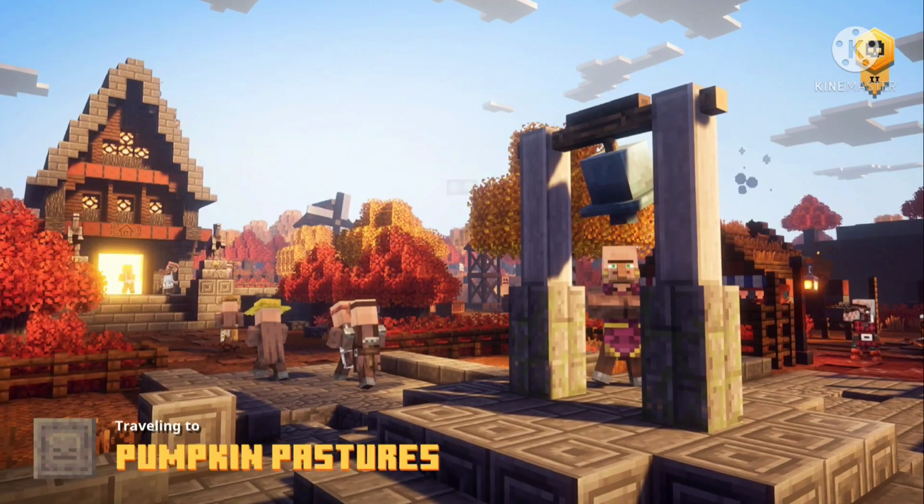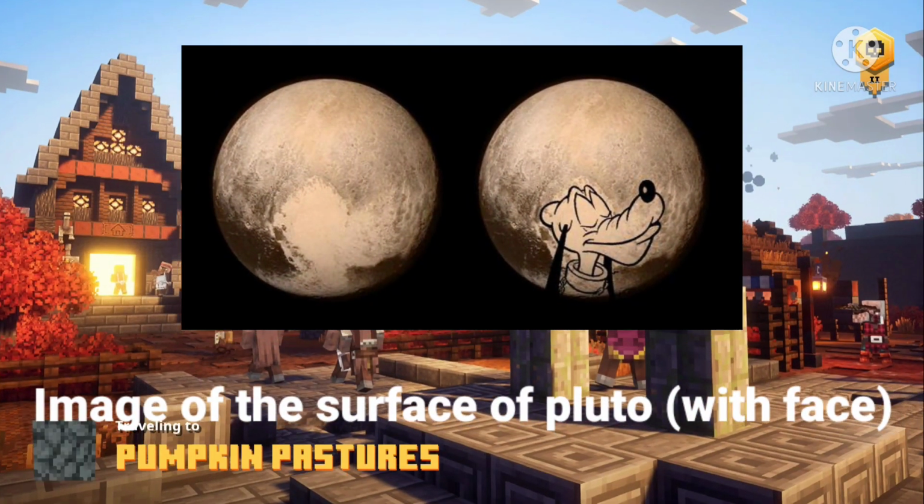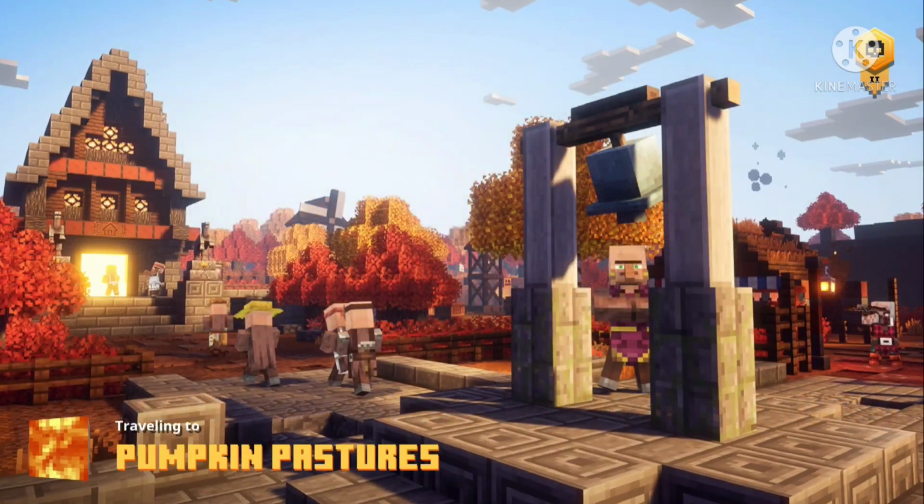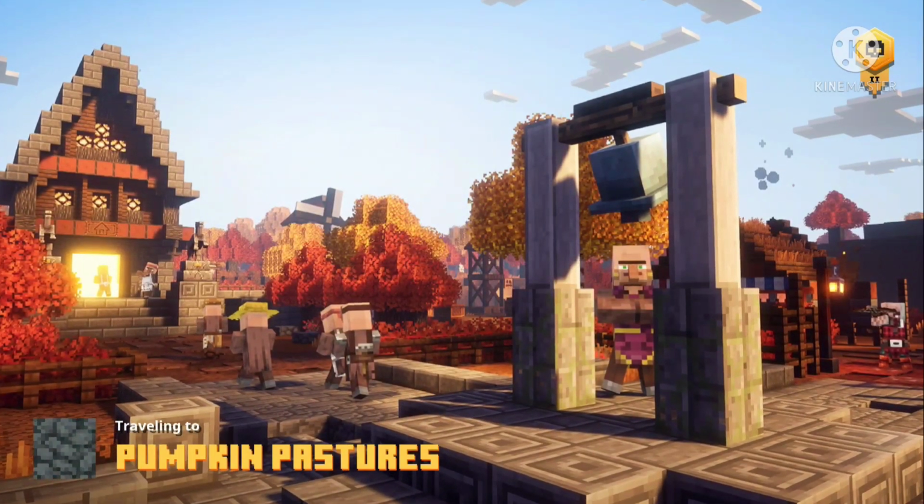This is referring to the surface of Pluto having a white area that seems to look like Pluto the dog from the Disney universe. But that's really all that there is for this entry and this entire tip.